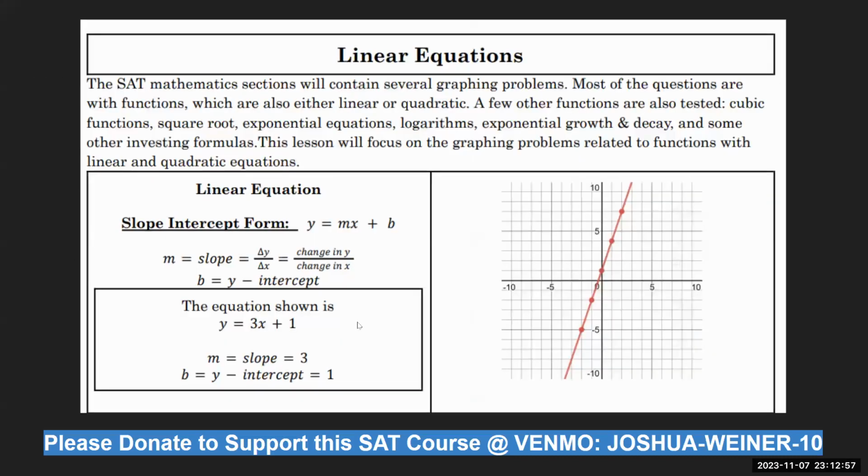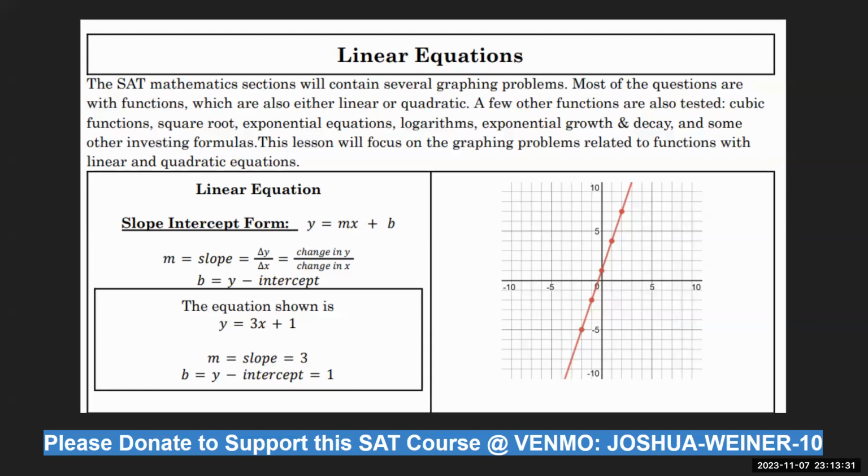Here we go. As a quick introduction, the SAT mathematics section will contain several graphing problems. Most of the questions are with functions which are linear or quadratic. A few other functions are also tested, sometimes cubic functions, square root functions, exponential equations, like what we just did with question 5 there in the quiz. Logarithms and exponential growth and decay.